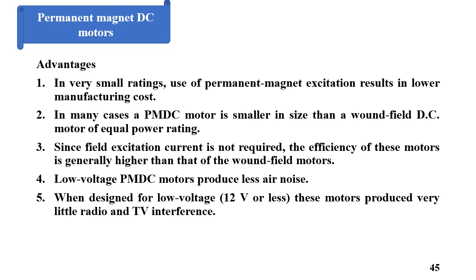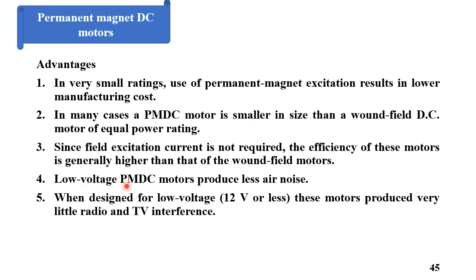Advantages of this type of motor: in very small ratings, the use of permanent magnet excitation results in lower manufacturing cost as compared to wound field motors. In many cases, a permanent magnet DC motor is smaller in size than a wound field DC motor of equal power. Since field excitation current is not required, the efficiency of these motors is generally higher than that of wound field motors.